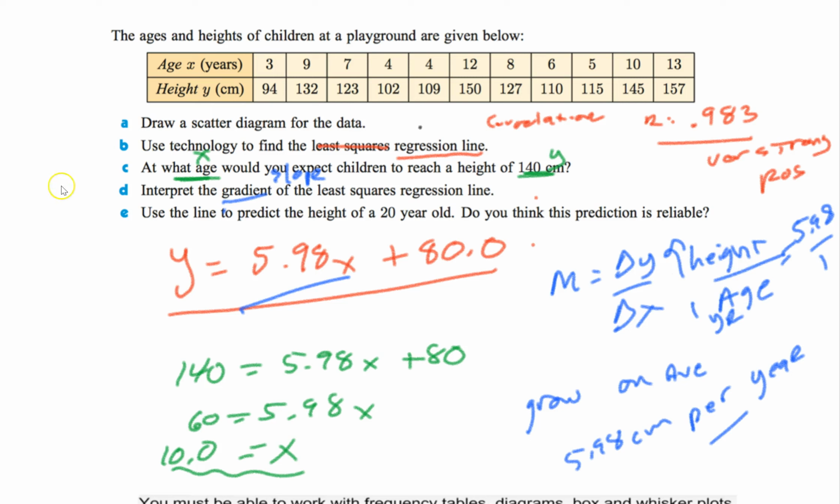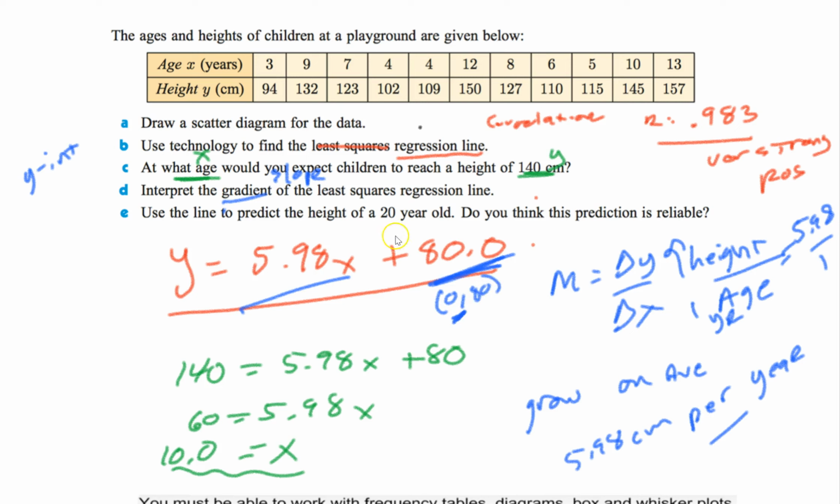By the way, if they ask you to interpret the y-intercept, which I actually have right here, 80, that's where you start. So at 0, you're 80 centimeters. That's what it's saying, right? Because the y-intercept is (0, 80). So it's saying at 0 years old, you're 80 centimeters tall.